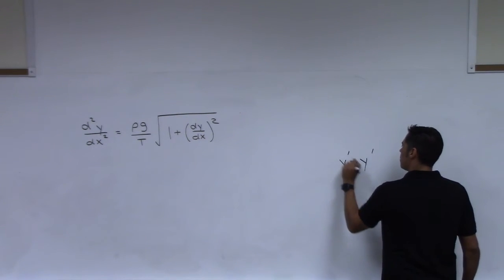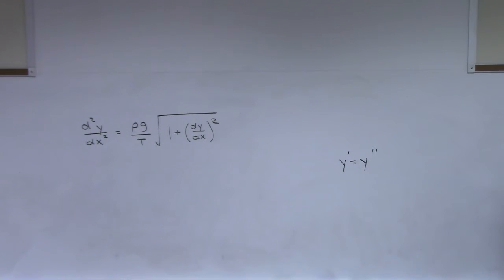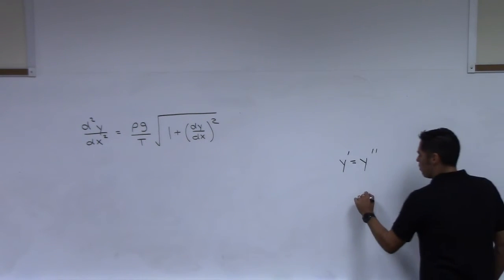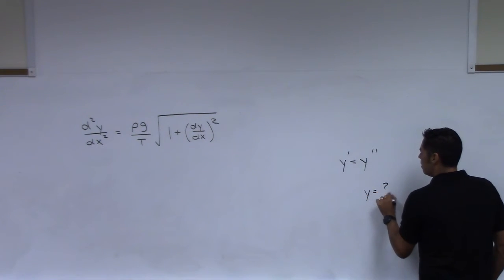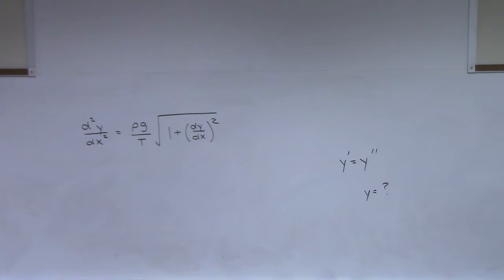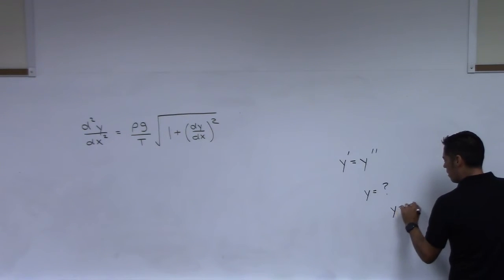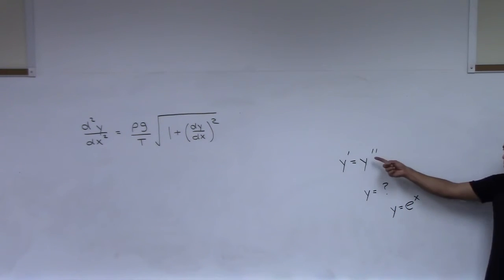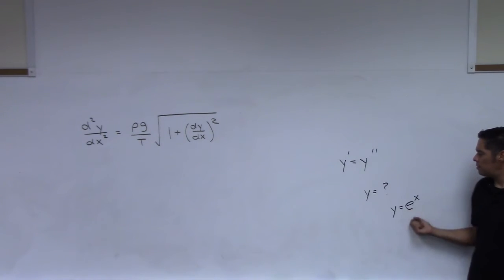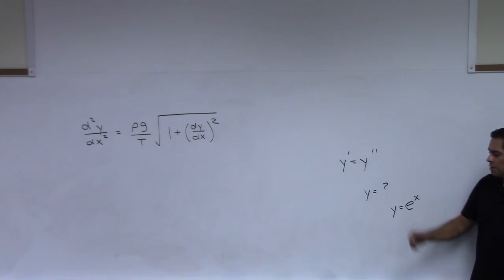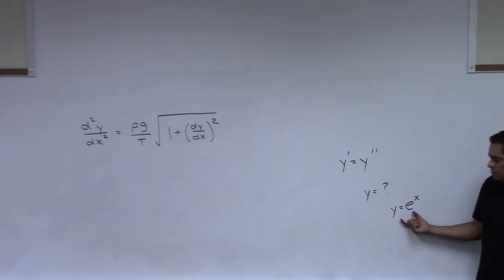All right, let's do this. y prime equals y double prime. That is called a differential equation. Can somebody tell me what y has to be? e to the x. Would that satisfy this? Is the derivative of this equal to its second derivative? Yes.